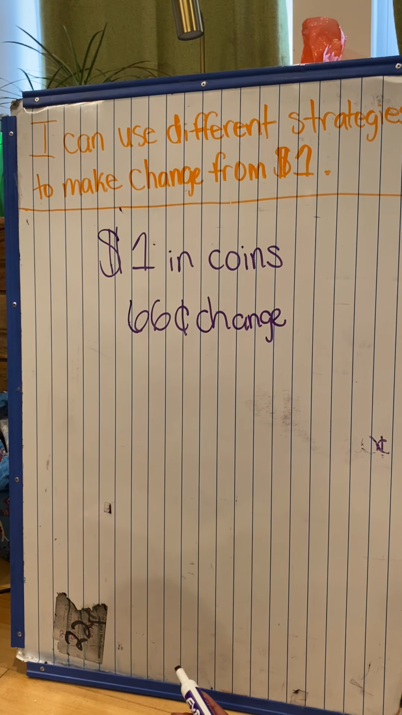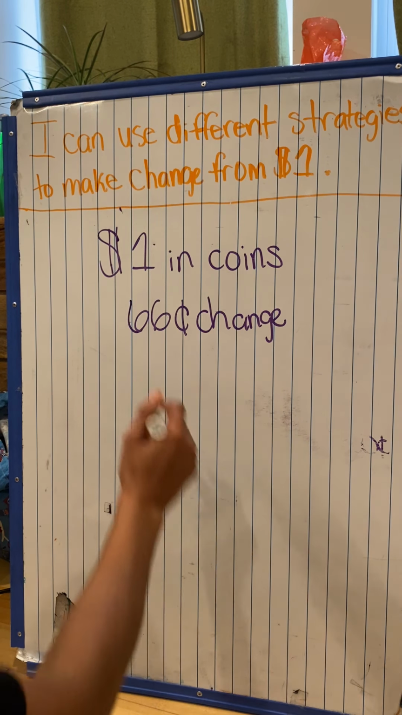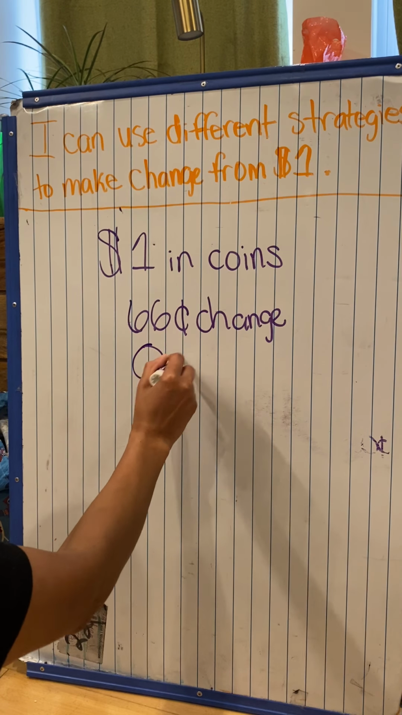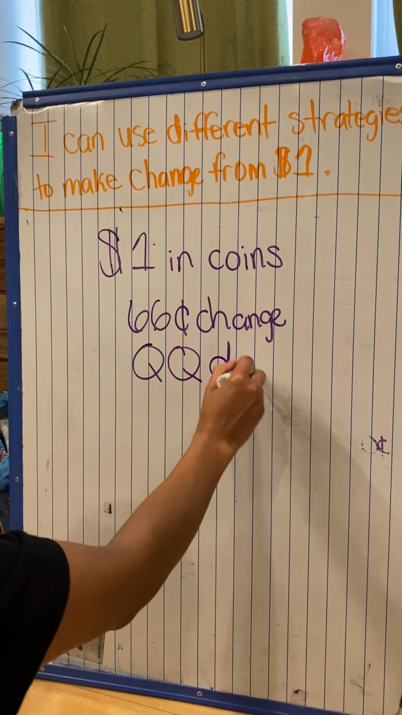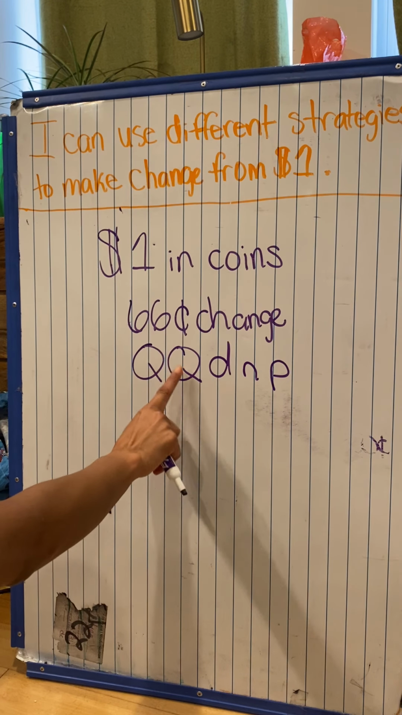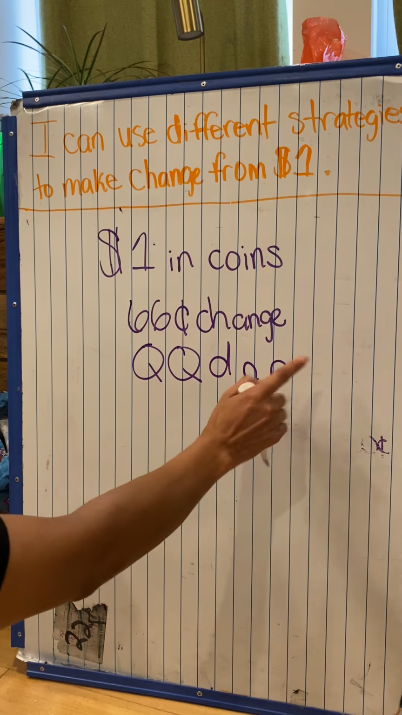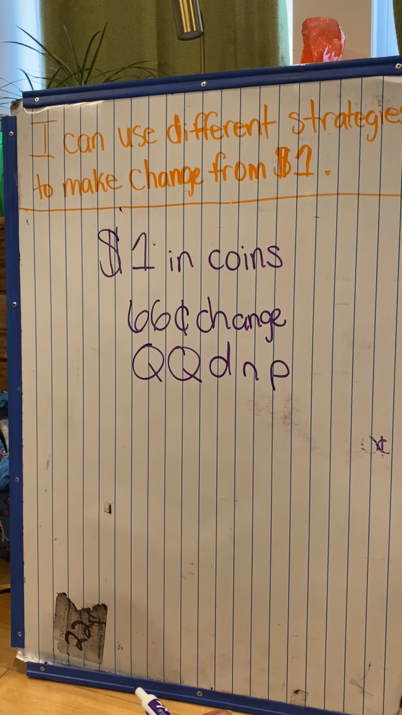We need to figure out how much she spent on candy. Because she gave me 2 quarters, a dime, a nickel, and a penny. How much? 25, 50, 60, 65, 66. So I want to know how much she spent on candy. Can you draw something? Yep.